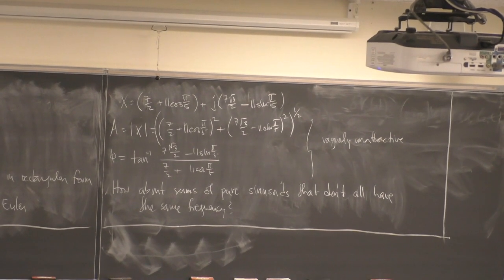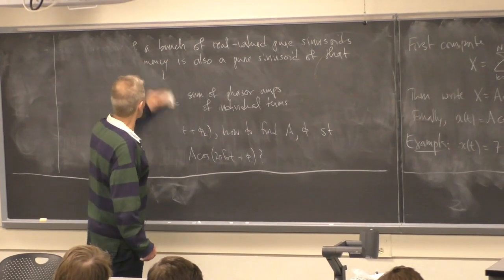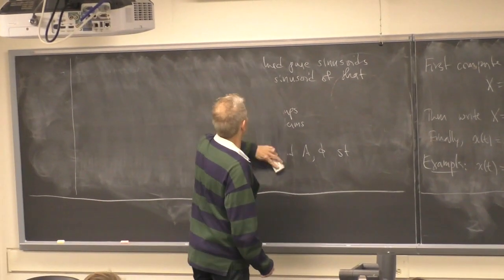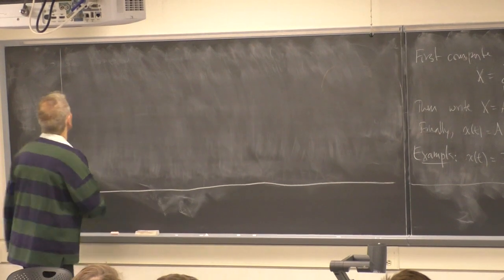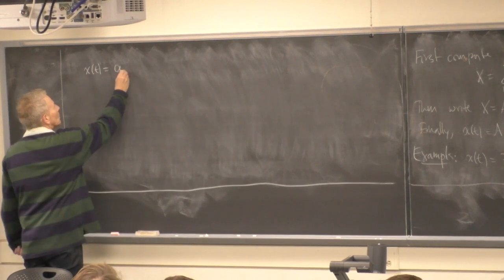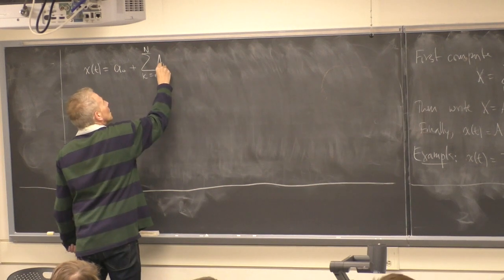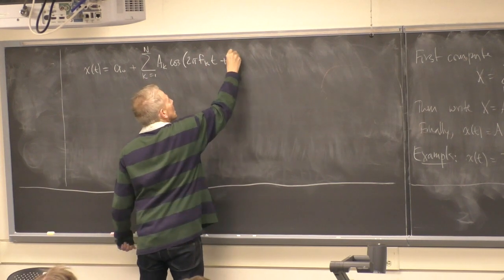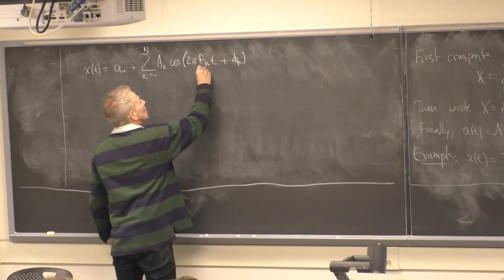What's the general form of one of those going to be? So for example, x of t, how about this? It's going to be some number a0, a real number a0, plus the sum from, say, k equals 1 to n of ak cosine 2 pi fk t plus phi k. So again, we're allowing each of the terms to have a different amplitude, but these are not all the same.